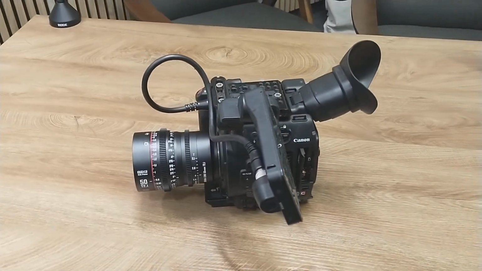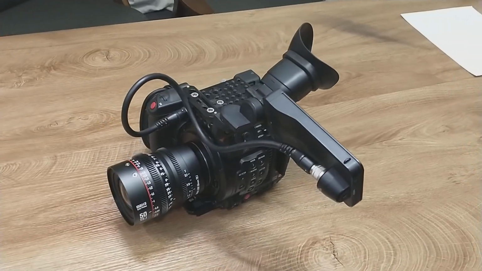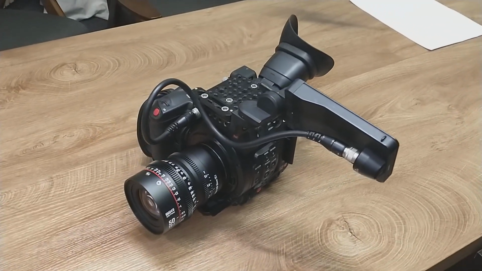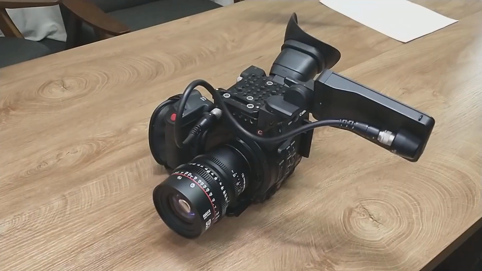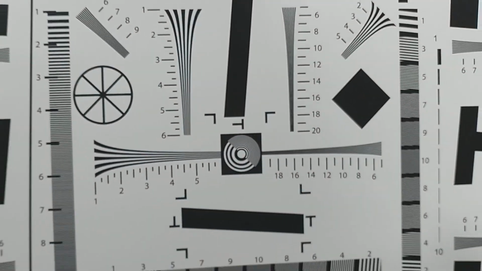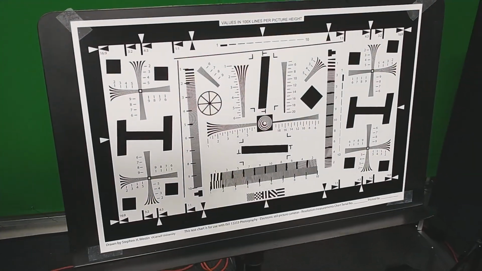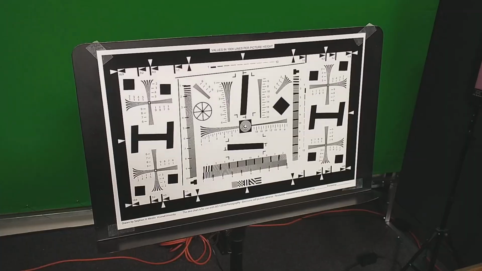There's already a million reviews of the Meike T2.1 Super-35 cinema lenses out there. I wanted to look at the actual objective resolution of this lens. So, as usual when I do my lens tests, I used an ISO 12233 chart on a music stand, well lit and as flat as possible.